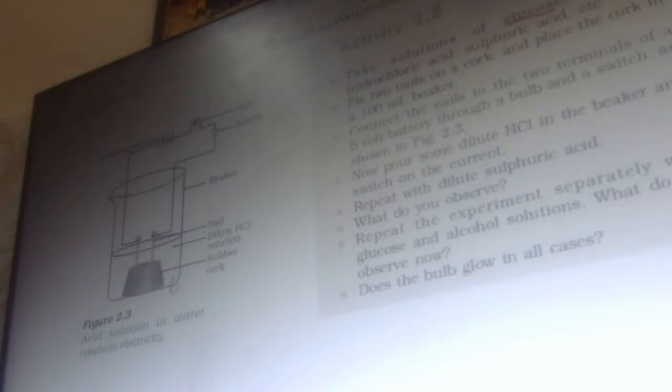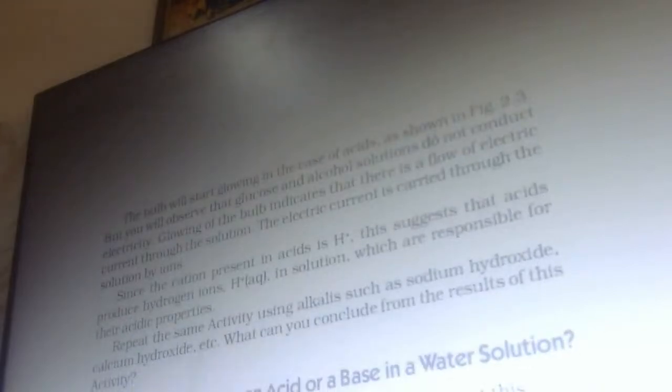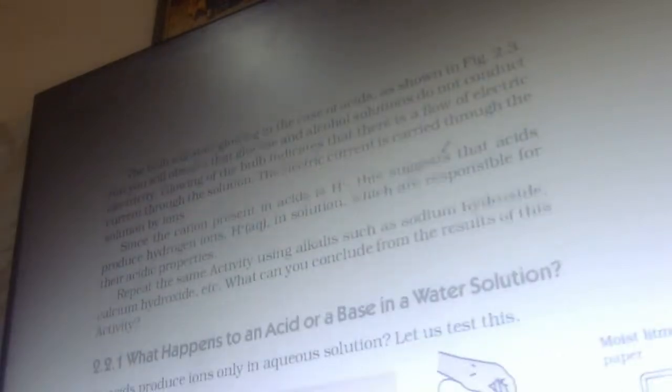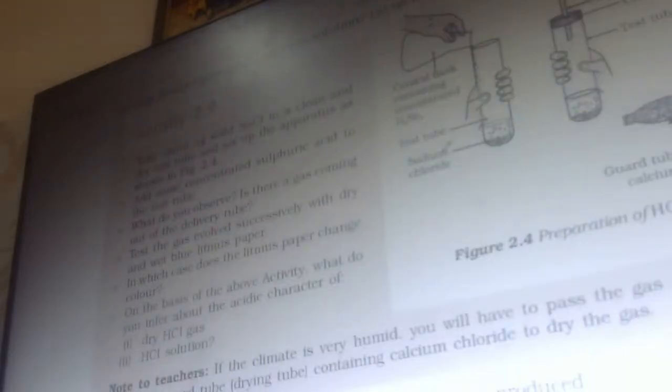Glucose, alcohol, hydrochloric or sulfuric acid. Here, hydrochloric and sulfuric acid will work for the bulb to turn on. Glucose and alcohol won't work because they don't ionize or dissociate into hydrogen ions. Oh, this is a good question.